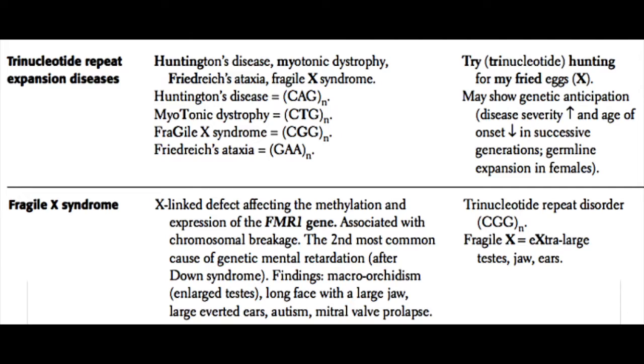Lastly, we're going to mention Friedreich's ataxia. It's caused by the trinucleotide expansion of GAA on chromosome 9. It causes a loss of neurons in the spinocerebellar and dorsal columns, as well as the corticospinal tracts, leading to a very particular type of ataxia.